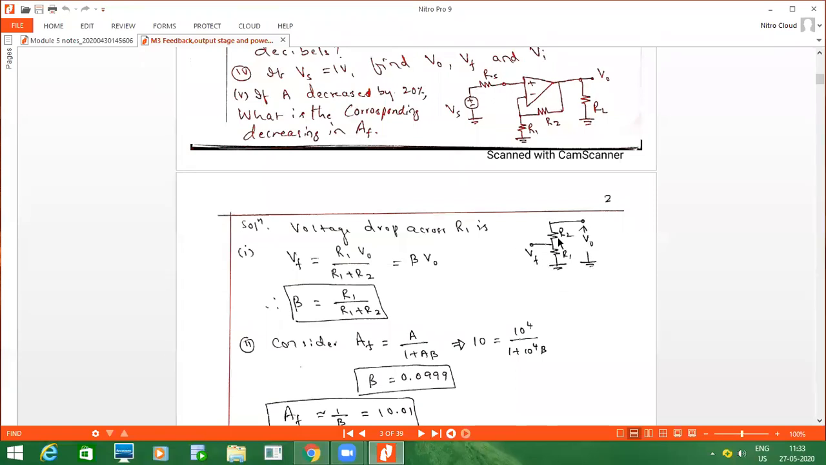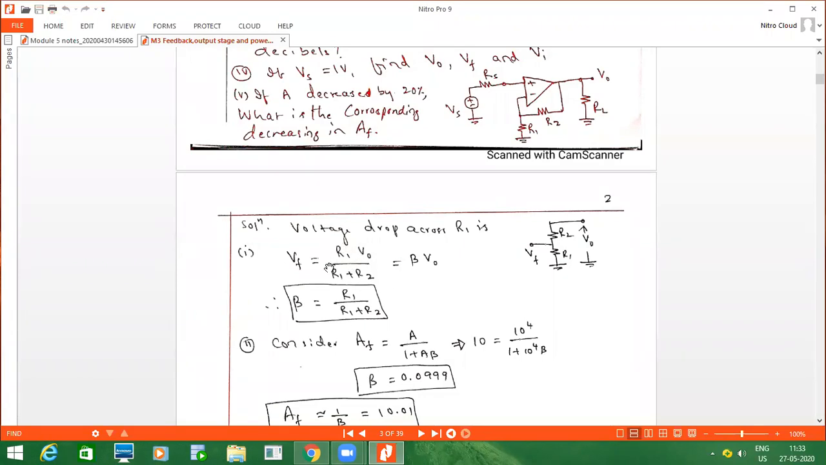The junction between the R2 resistance and R1 resistance, the voltage that develops there is what I am connecting as input to the amplifier, that means VF, correct? To calculate VF, I am going to use the simple voltage divider formula. What your voltage divider formula says: VF is equal to, across the R1 resistance I am measuring the voltage, so R1 times V0 volt divided by the summation of the total resistance present in the network. So VF is equal to R1 into V0 divided by R1 plus R2.